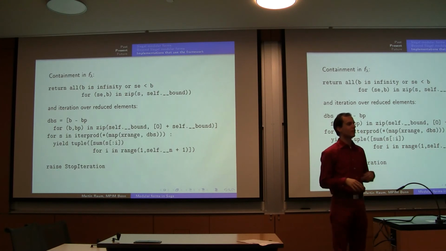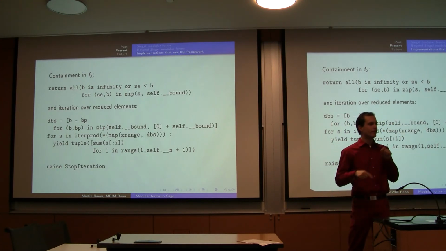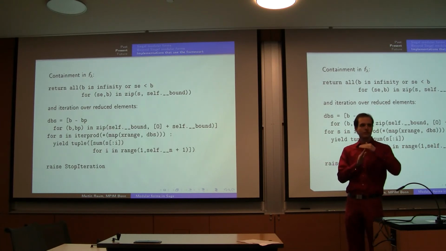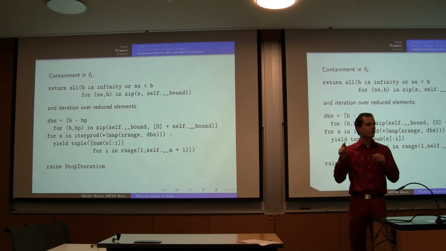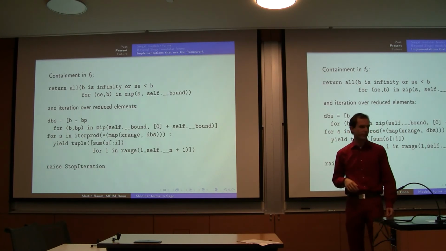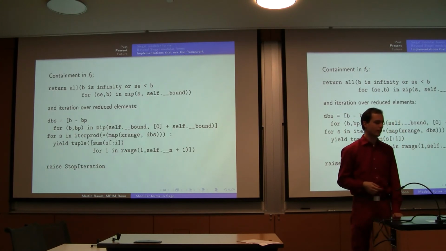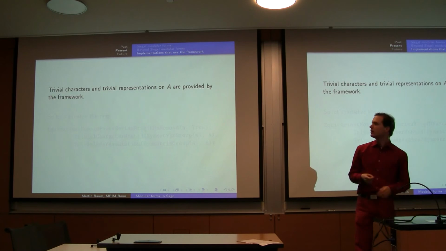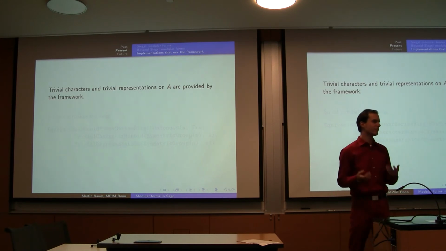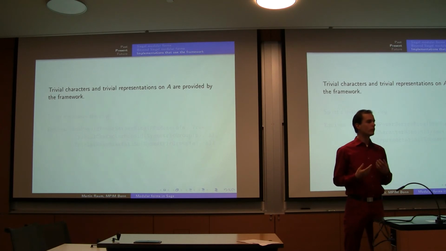In the case of Siegel modular forms, that's more code, because we really have to translate all reduced forms, but in that case, it just means that we use all increasing tuples of n, which do not exceed a certain bound. That's the self-dot-bound. And the framework already provides trivial characters and trivial representations, which means that we don't have to do anything here, because we only want to have symmetric algebraic power series.